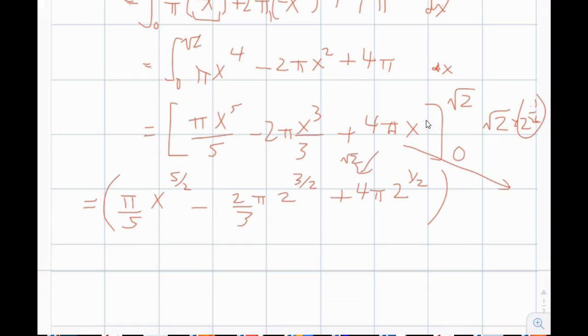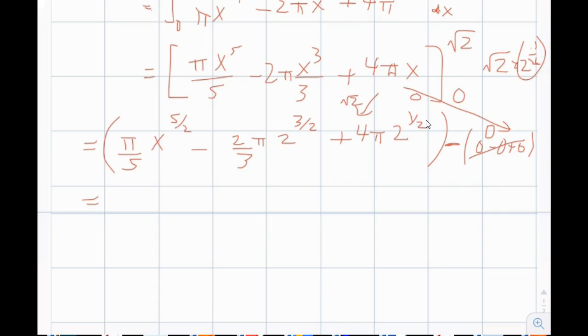Where this is, I took this expression and evaluated it at square root of 2. Now I'm going to take the same expression, evaluate it at x equals 0, and subtract it from there. So I'm going to have x to the 5th over 5 evaluated at x equals 0. It's going to be 0. I have x to the 3rd divided by 3 evaluated at 0. It's also going to be 0. And I'm going to have 4 pi x evaluated at x equals 0. It's also going to be 0. So you can see that this expression here is just 0. It's going to be minus 0. It does nothing.